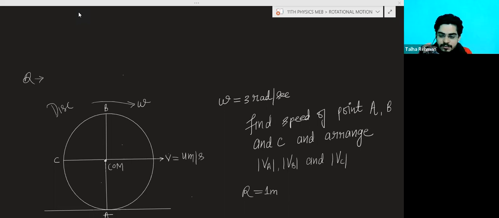For example, if I say 5 meter per second towards north, this is the complete description of velocity. If I say only 5 meter per second, this is not the velocity. 5 meter per second is the magnitude of the velocity, it is speed. So velocity has two things: one is magnitude, 5 meter per second in this case, and another is direction.